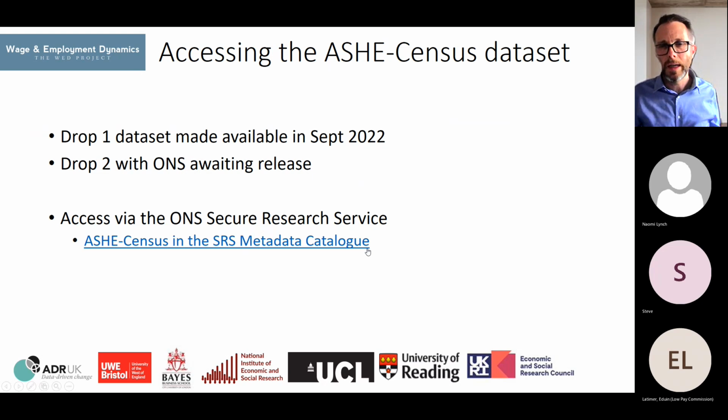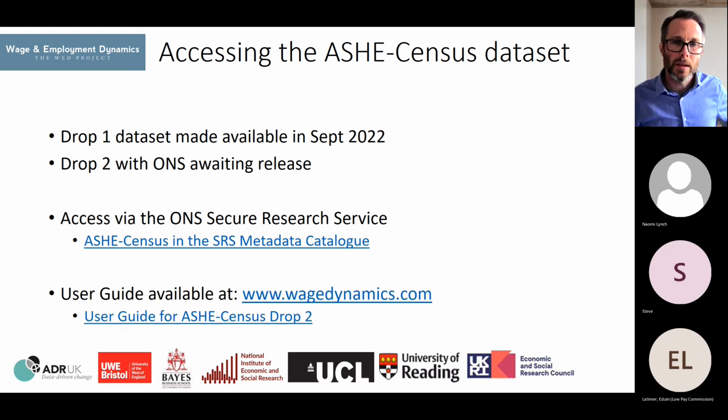I've got a link in the slides here, which we will circulate, and that link will take you to the Secure Research Service metadata catalog and show you the entry for ASHE-Census, and you'd use that to apply for access to the data set. You'd make a normal project application, as you would normally do for the SRS, and then you would cite ASHE-Census as the data set that you want to use.